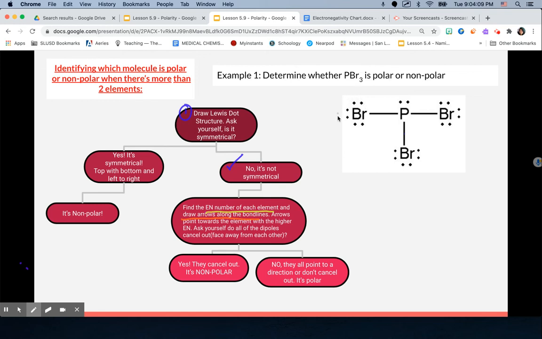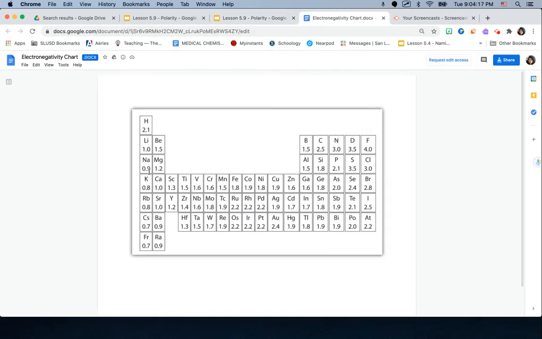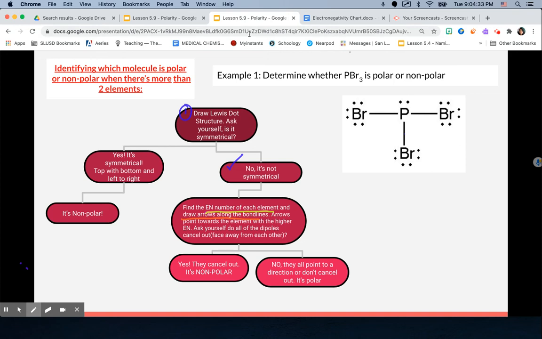So we need to find the electronegativity number for Br and for P. All right, so going on to here, looking for the element P or phosphorus. It is here. So it's 2.1 and Br is 2.8. So let's go back to the other slide and write that down. So 2.1 is the electronegativity of P and Br is 2.8.